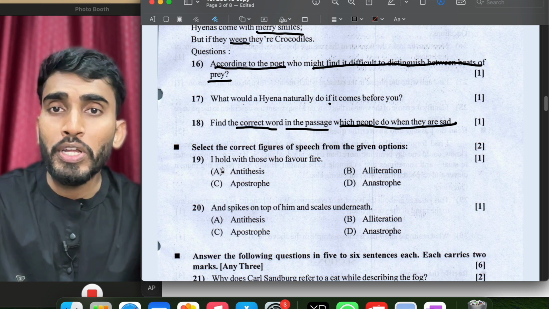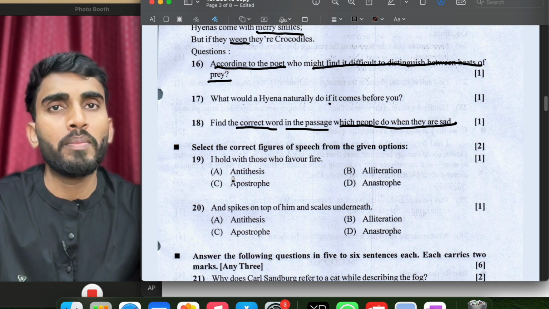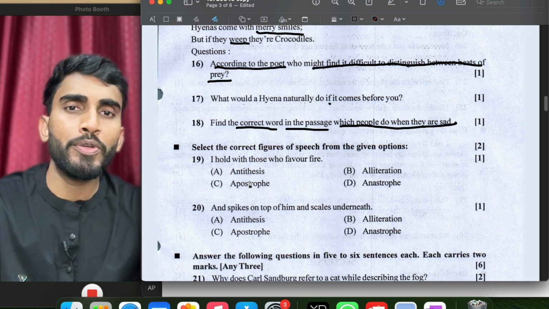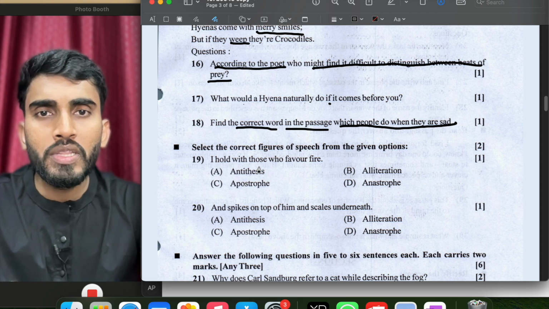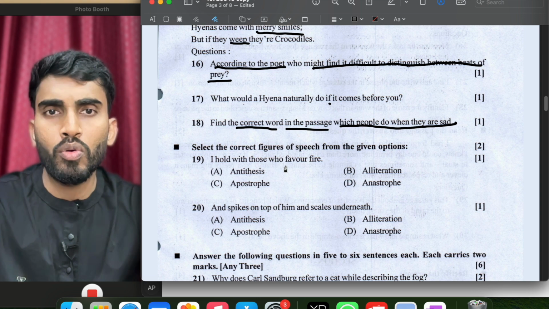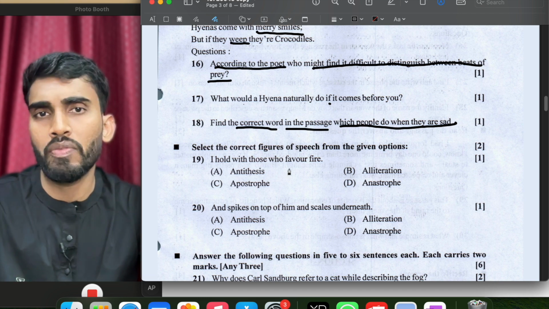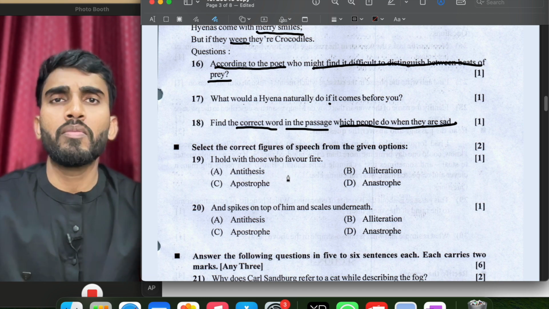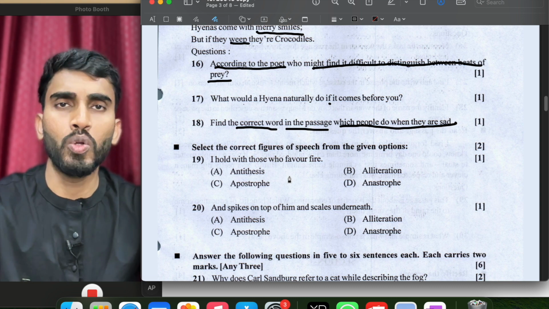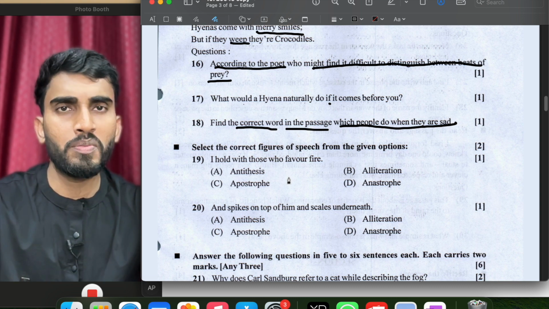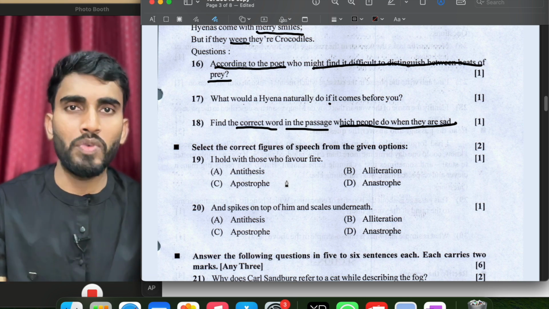Next is going to be figure of speech. You will get two figures of speech again from any poem of First Flight. The lines will be taken and you have to give the answer from the options A, B, C, D. I hold with those who favor fire. So is it antithesis, alliteration, apostrophe, or anastrophe? Look, there are certain figures of speech which are most often used in your class 10 syllabus. You must know the definition of each figure of speech.